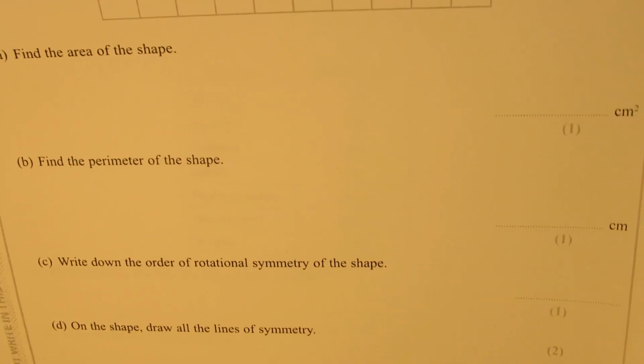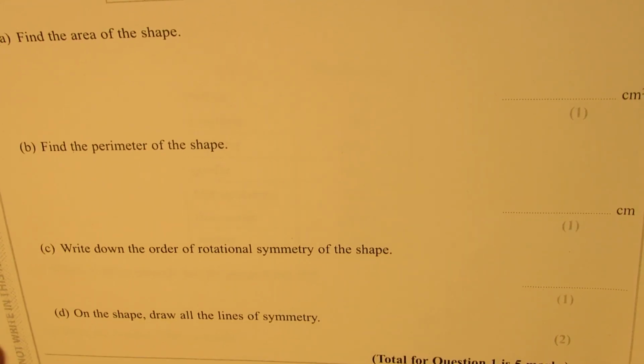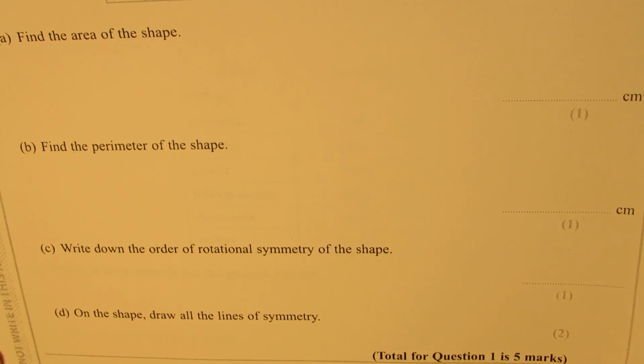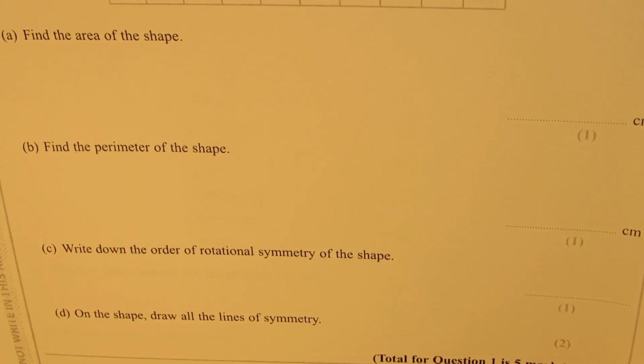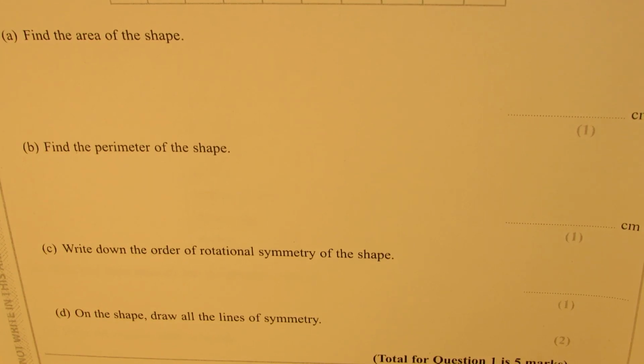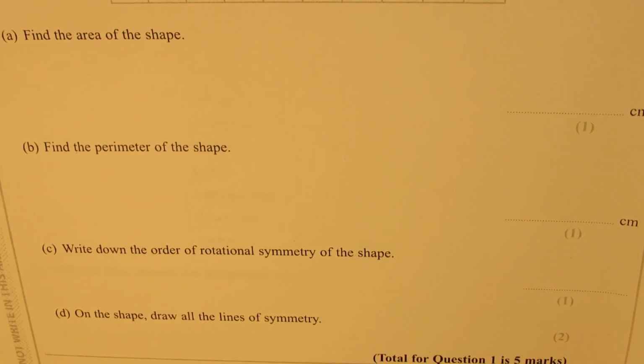The other questions are to find the perimeter of the shape, write down the order of rotational symmetry of the shape, and on the shape draw all the lines of symmetry. Correct? So these are the 4 parts to your question. Let's answer them one by one.